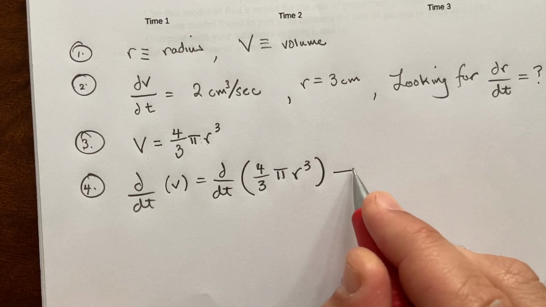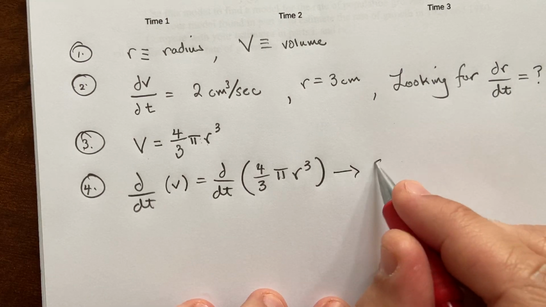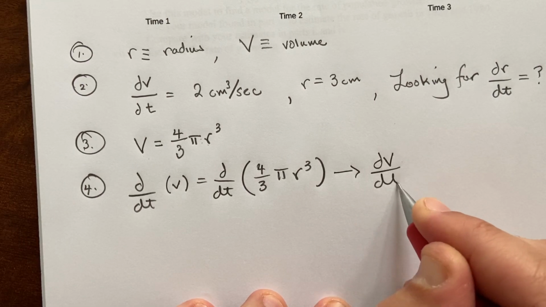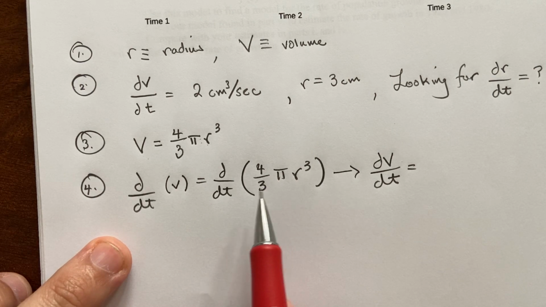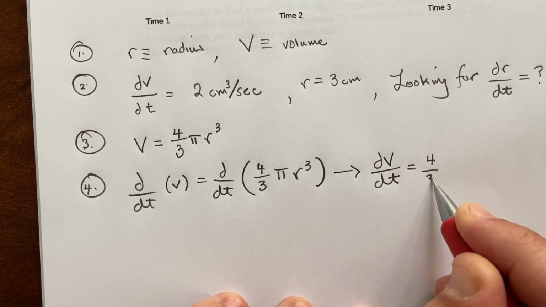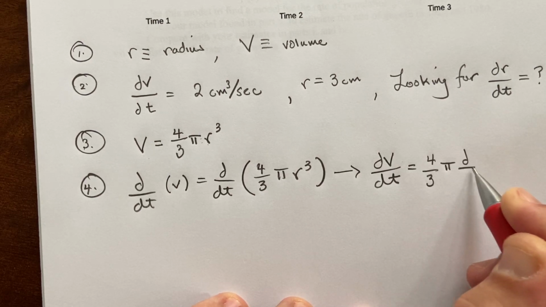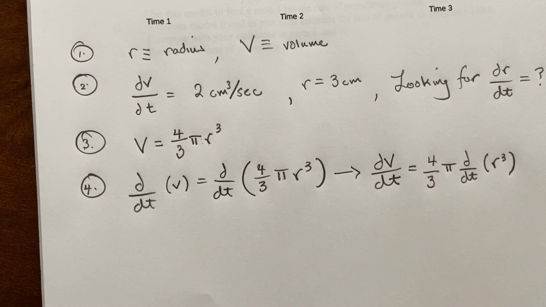So this differential operator can be applied directly to v, so I'll just write dv dt. And then I'm going to pass the differential operator past these constants, so I'll just say 4/3 pi and then d dt of this r cubed, which still needs to be done.